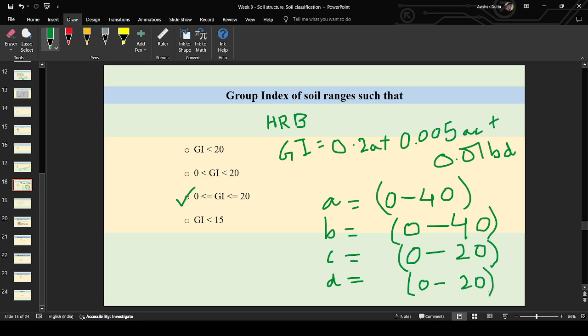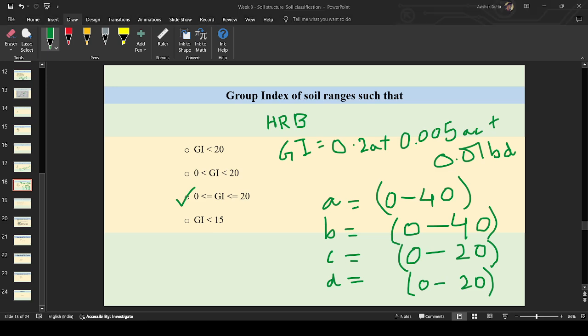The minimum value of all the parameters is 0. The maximum value for A and B is 40. The maximum value for C and D is 20. If you put the minimum and maximum values in the formula, GI equals 0.2a plus 0.005ac plus 0.01bd, you will get a minimum value of 0 and a maximum value of 20. So it falls between 0 and 20, more than or equal to 0, less than or equal to 20.